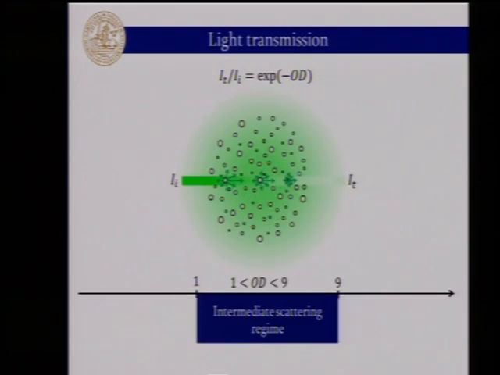But in sprays, we are in between these two regimes, between the single scattering and the multiple. So it's like the intermediate scattering regime, where the number of scattering events is between 1 and 9. So there's still some good information remaining in it, but most of it is covered by multiple light scattering.